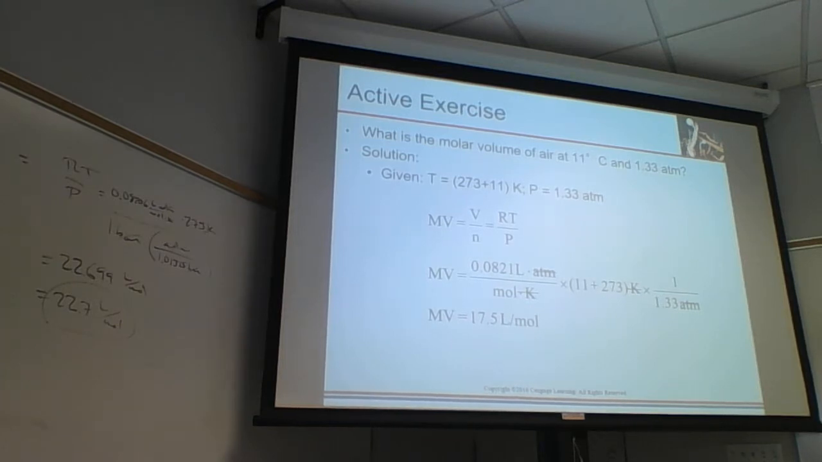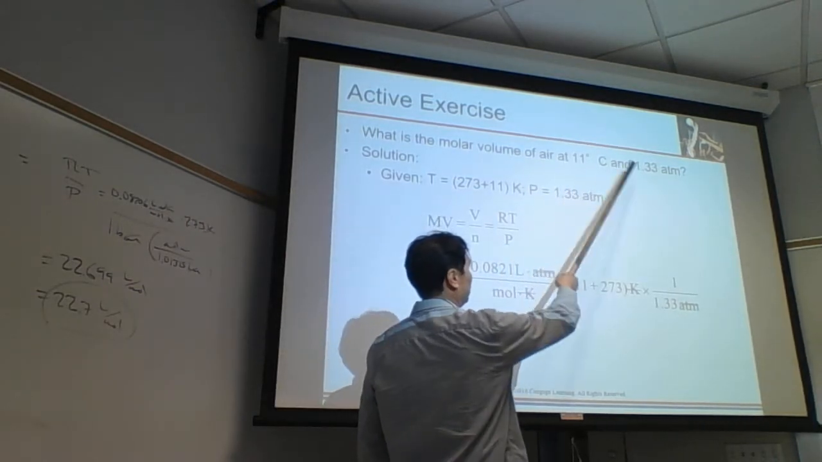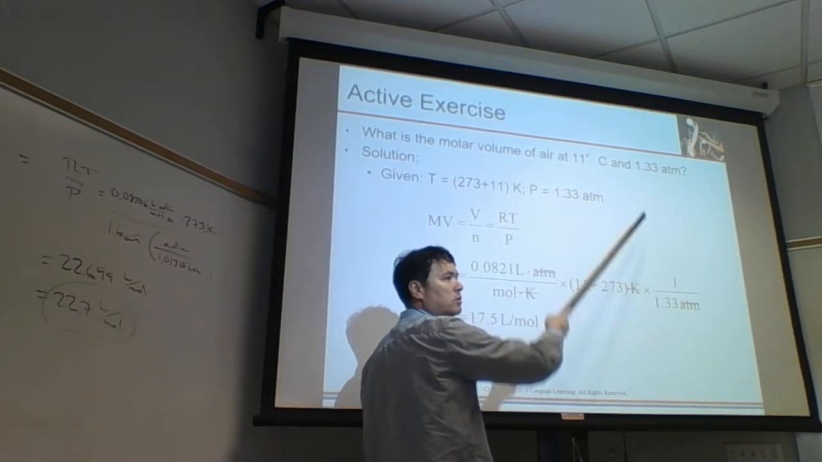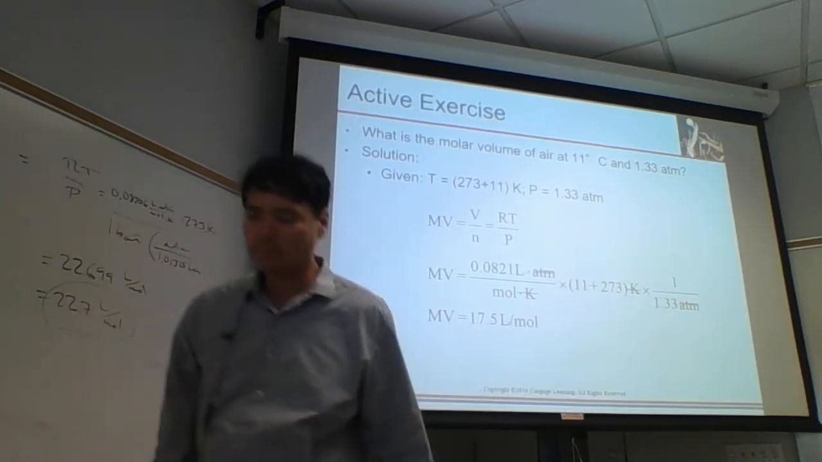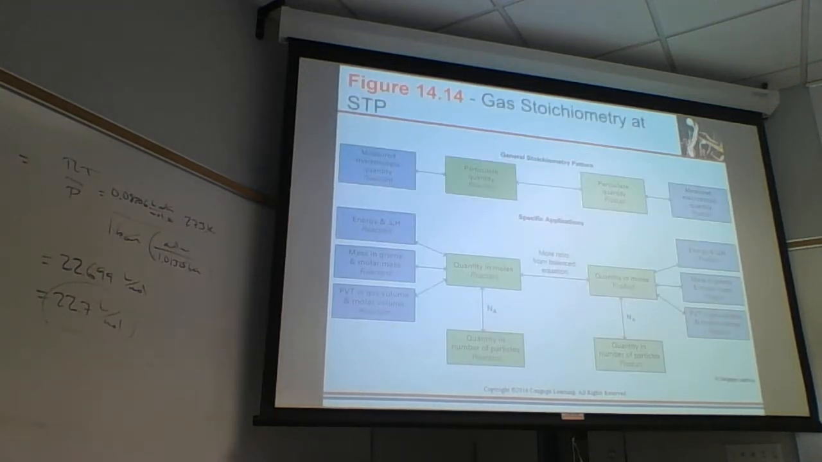We get a molar volume of 17.5 liters per mole. It's a pretty small molar volume. It shrunk down a lot because both things are going to shrink down the volume. Cooling the gas down shrinks its volume, and increasing the pressure shrinks its volume. So both of these will shrink the volume of the gas. Okay, next what we're going to do is we're going to take a look at gas stoichiometry.